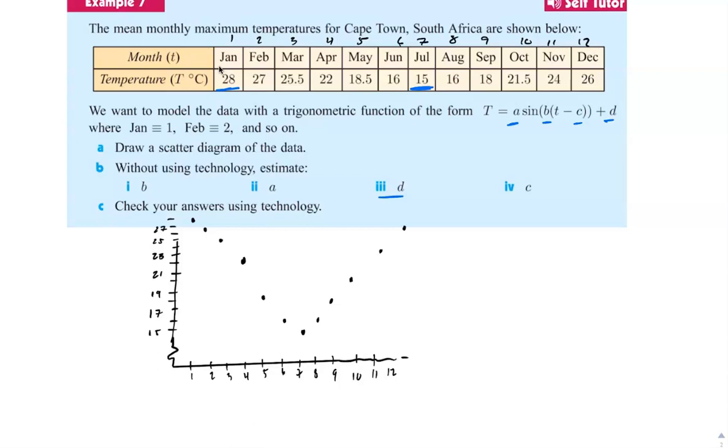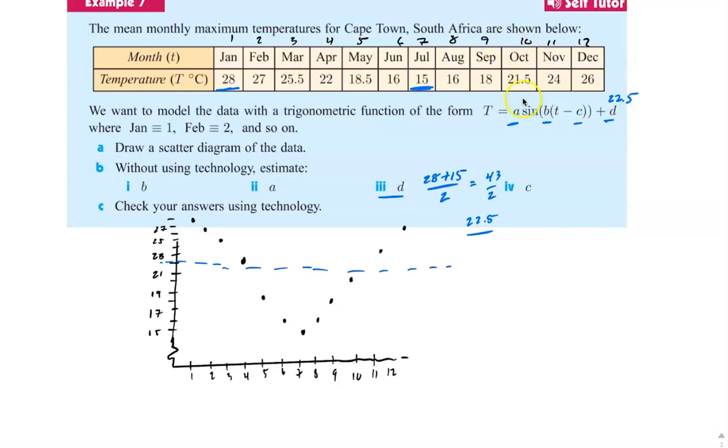To find my D, I'll do 28 plus 15 divided by 2. 28 plus 15 is 43, divided by 2 is 22.5. So that is my middle. I always like to draw it so I know what I'm talking about. Again, this is all estimation. It's not perfect. It's about there.